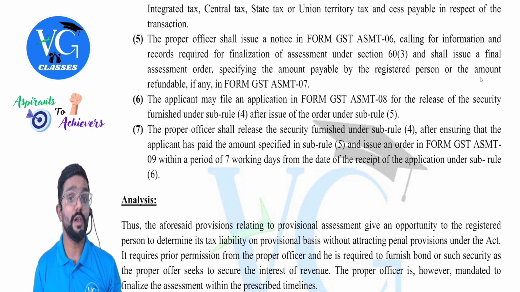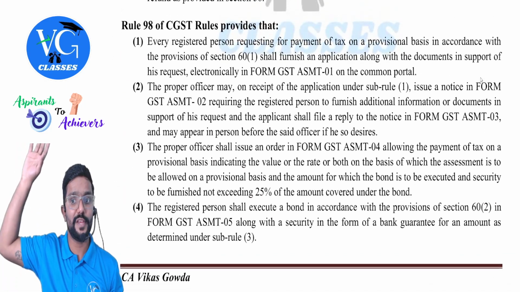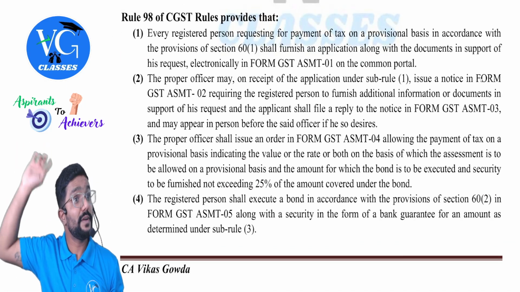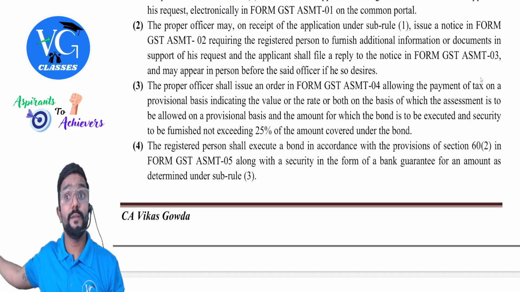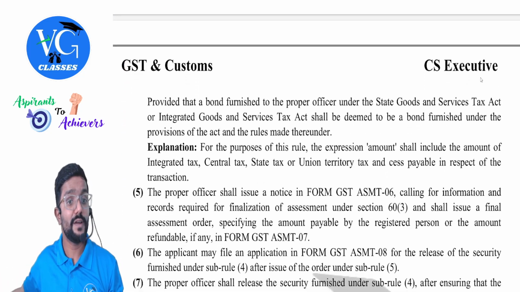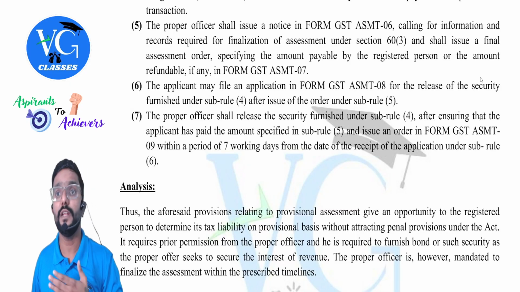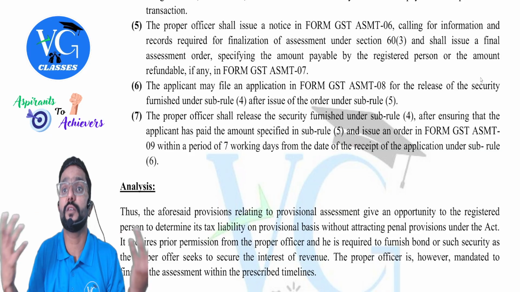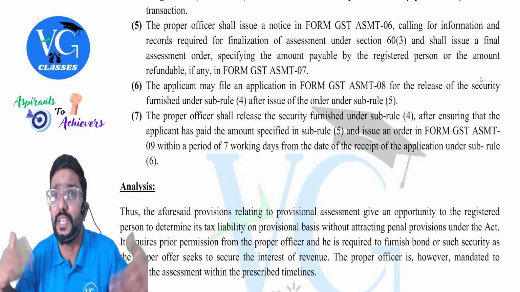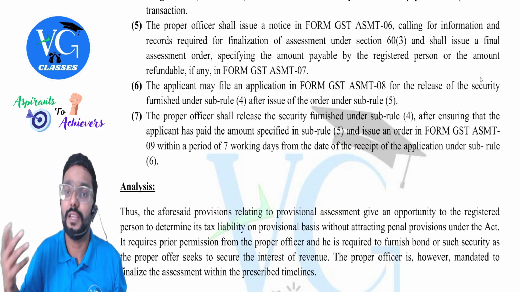Again, notice. Already one notice was given asking for the information. Correct? That was for the provisional order. Now we will pass the final order within 6 months. For that, can he ask again for information? Yes, because before he passes the final order, assume he wants more information. Can he ask? Yes.